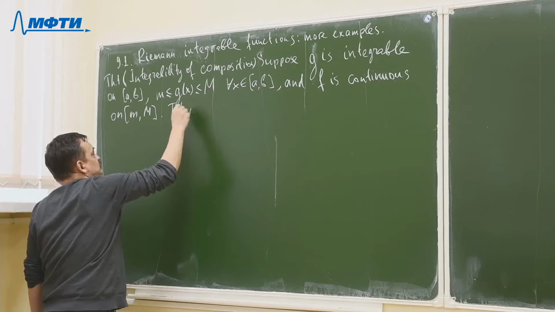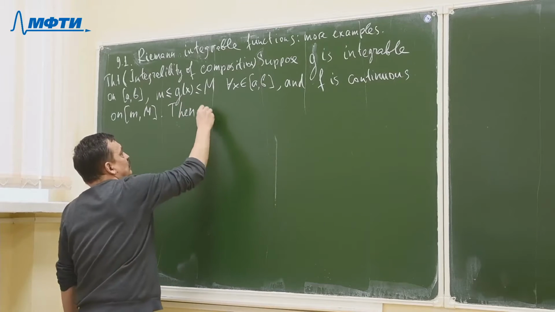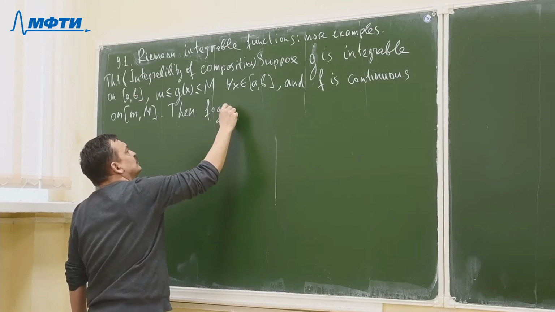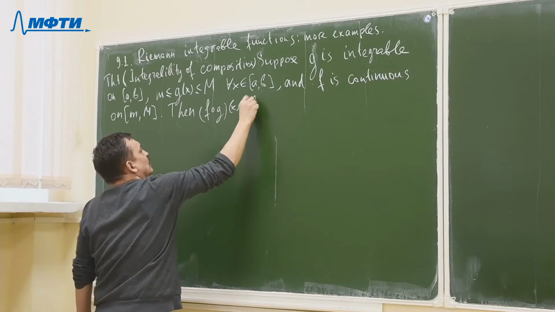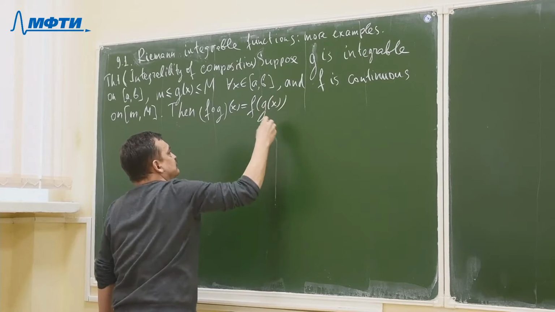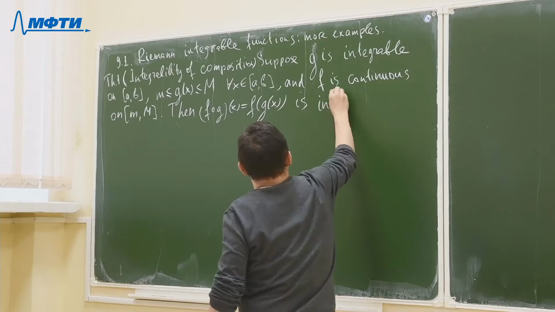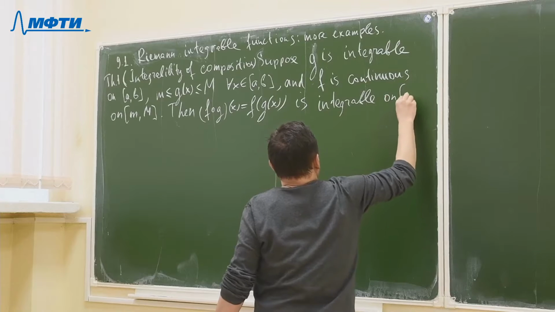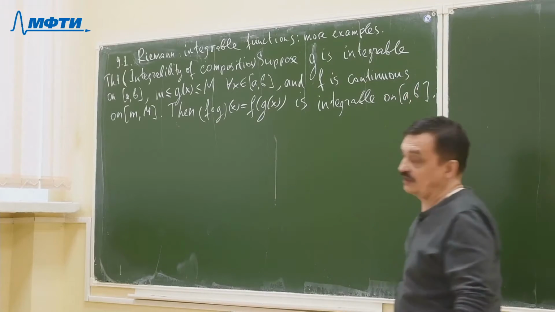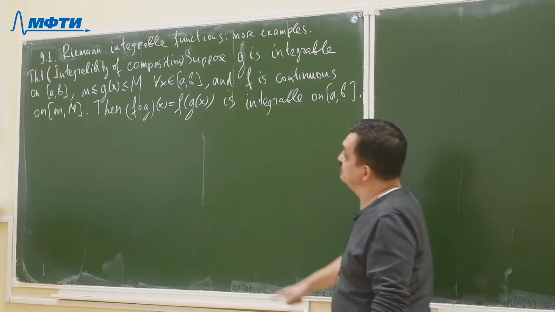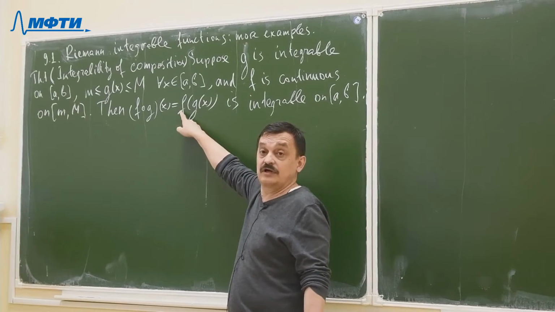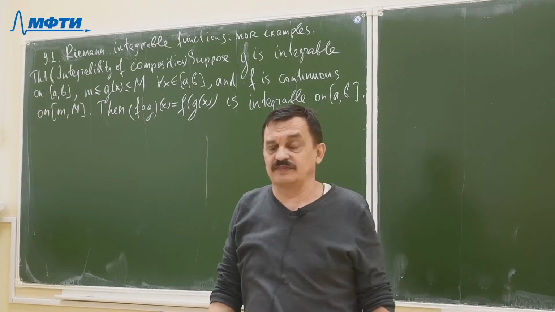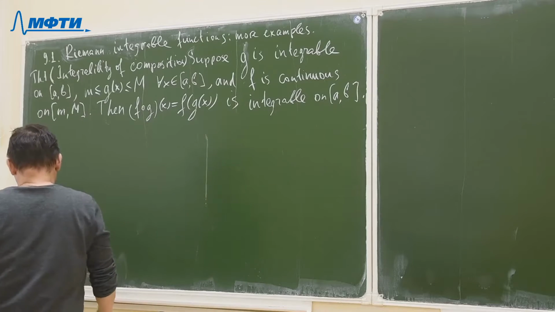Then the composition f of g, which is f of g of x, is integrable on [a, b]. So please be careful. We have a continuous function of an integrable one. That is important, in fact. Proof.